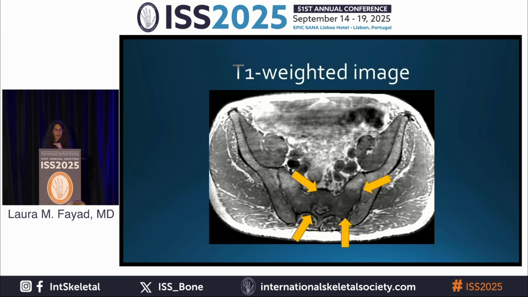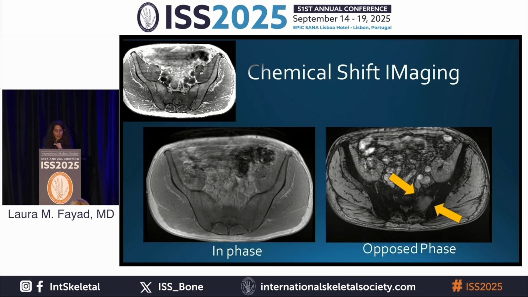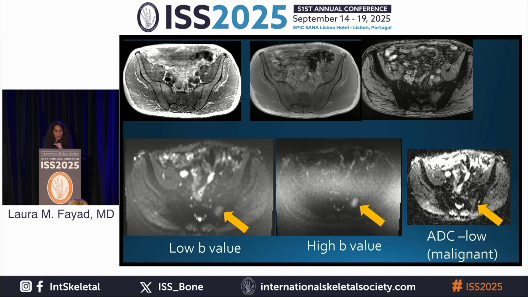So here's an example on T1 where you have this focal abnormality in the sacrum. You see with chemical shift imaging, the lesion is a little bit smaller than you thought, but there's a lack of marrow drop in signal, and there is marrow replacement. And by diffusion, it retains its signal on the high B value relative to low B value with a low ADC. So this is a malignant lesion, a little bit smaller than you thought originally on the T1 weighted sequence because it's surrounded by areas of red marrow.